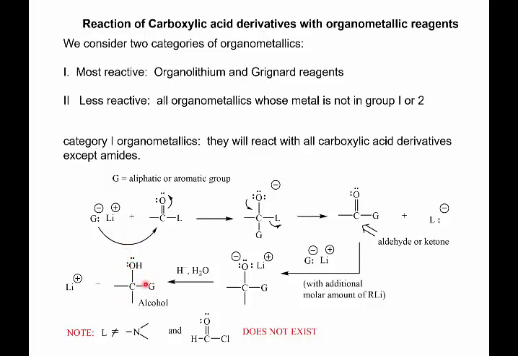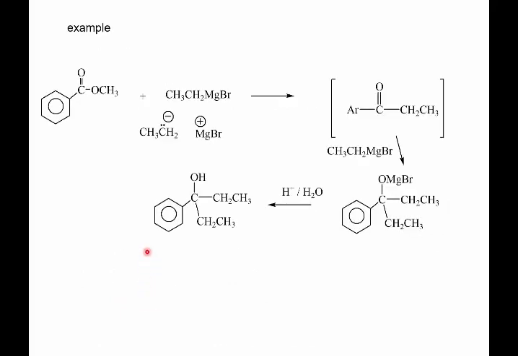Now, let's see, the next slide shows an actual example, to make this maybe a little clearer. We're using an ester and a Grignard reagent. Remember, when they're very reactive organometallics, they react with all the carboxylic acid derivatives except for amides. And I want to mention that we're not including carboxylic acids here. If we did, it would just be an acid-base reaction, and that would destroy the Grignard reagent, and you'd be done. So we have an ester and the Grignard reagent, ethyl magnesium bromide.